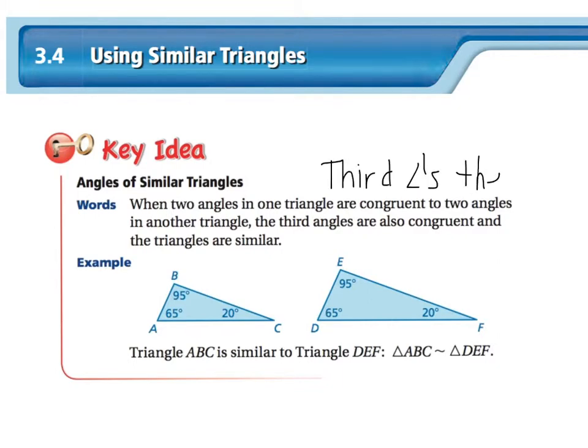This is what it's called. It says that when two angles in one triangle are congruent to two angles in another triangle, the third angles are also congruent and the triangles are similar. So if you are not given, for example, these 20s, you still know that these are similar triangles because two angles of one triangle are congruent to two angles of another. Therefore, we can say that triangle ABC is similar to triangle DEF.